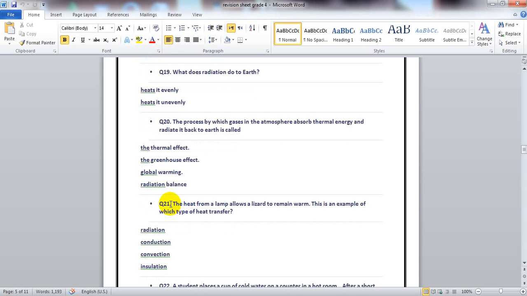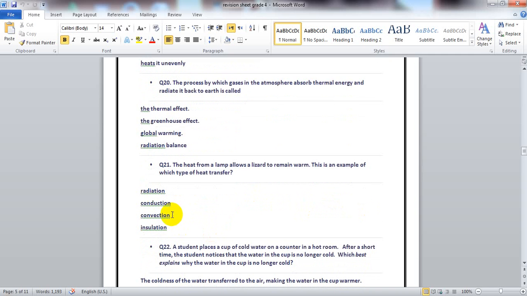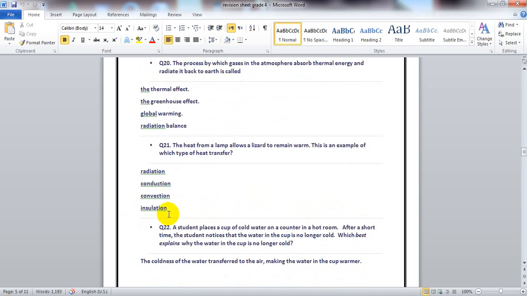Question number 21. The heat from the lamp allows a lizard to remain warm. This is an example of which type of heat transfer? It's convection. Yes, of course.